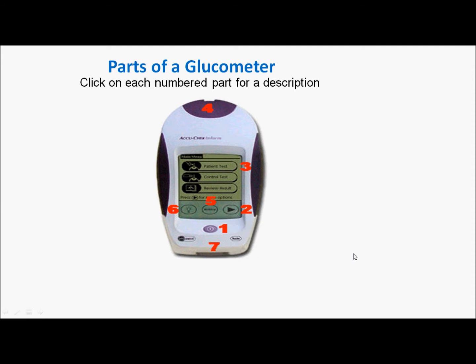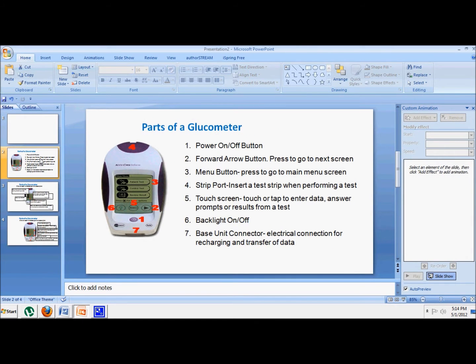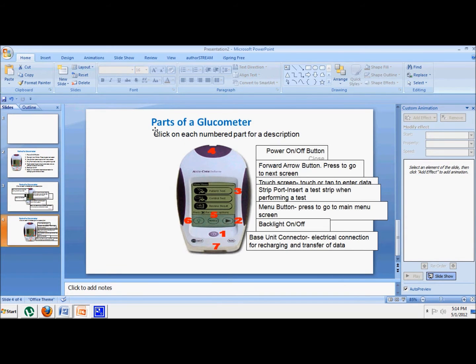Well, I got a lot of questions about how I set this up. This was all built in PowerPoint, so I'm going to show you now how we did that. So if we go back to the original slide, parts of the glucometer, the first thing we did is we centered it, and we added a description of what to do: click on each numbered part.